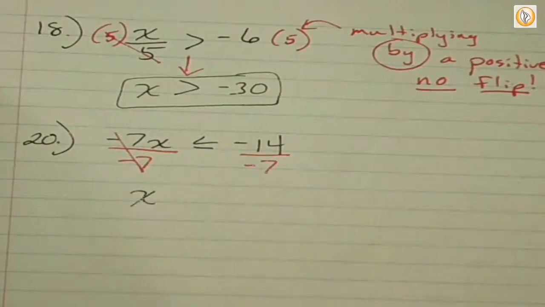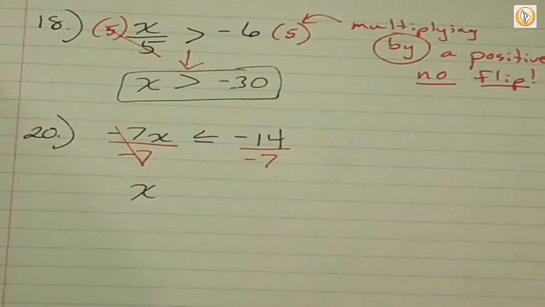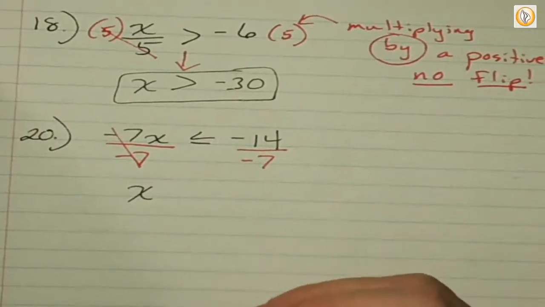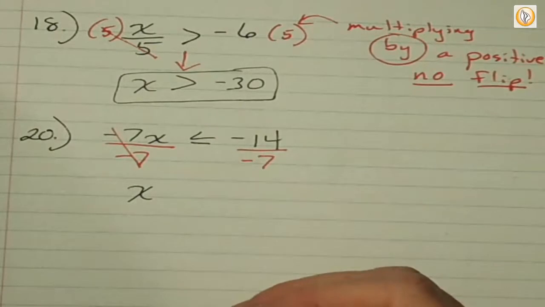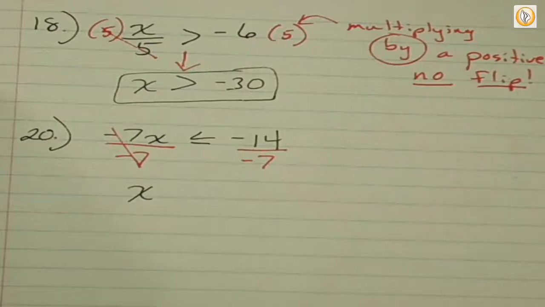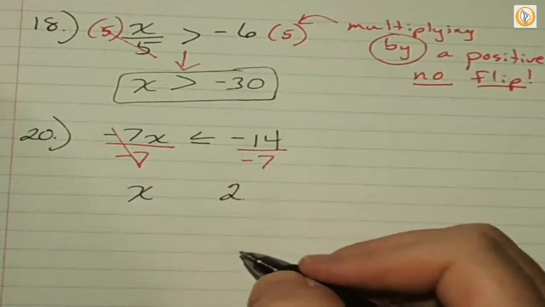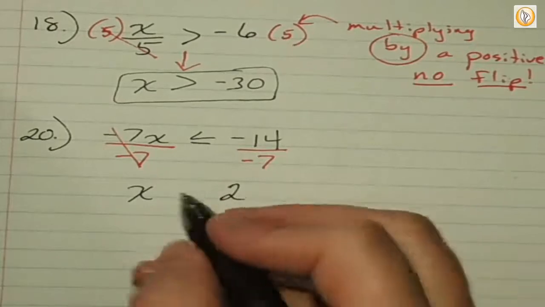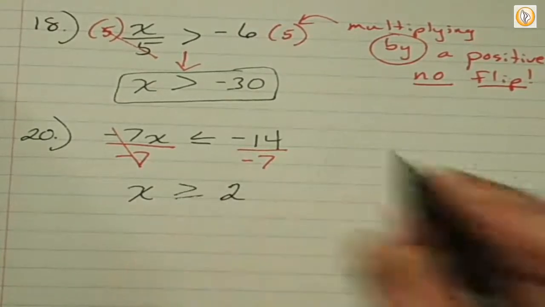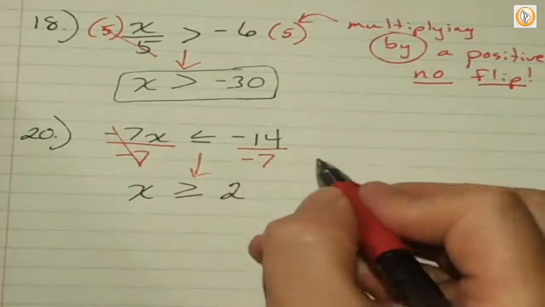We would divide negative 14 by negative 7, which gives you? 2. And the sign, does it stay the same or does it flip? It flips. Why does it flip? Because we're dividing by a negative 7.